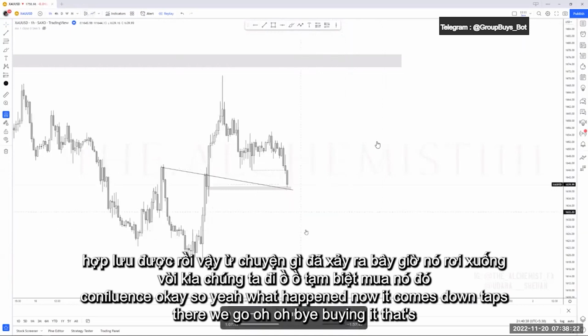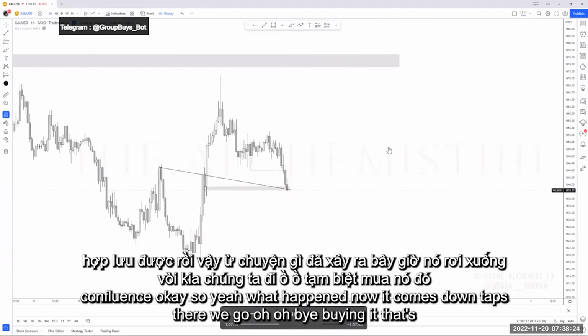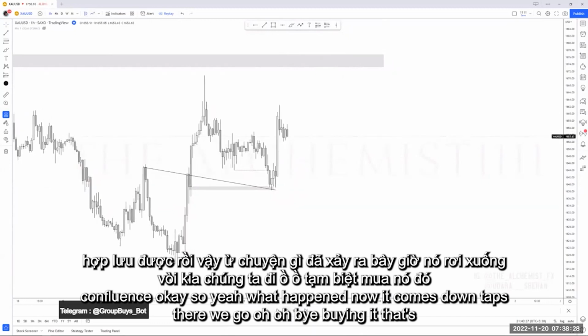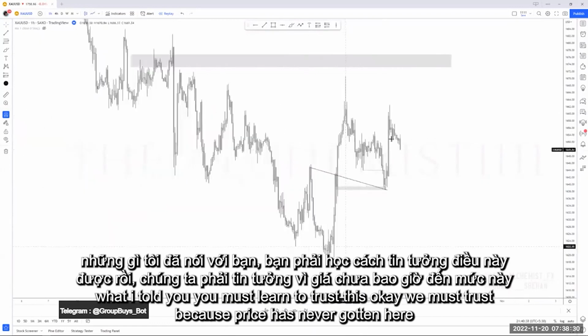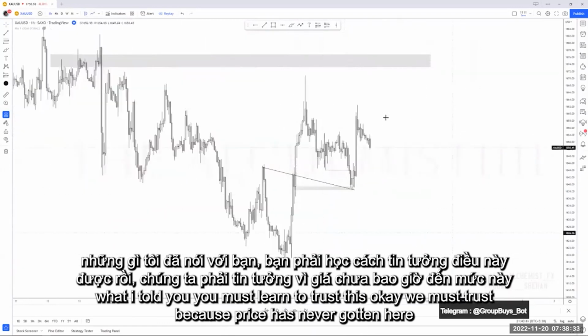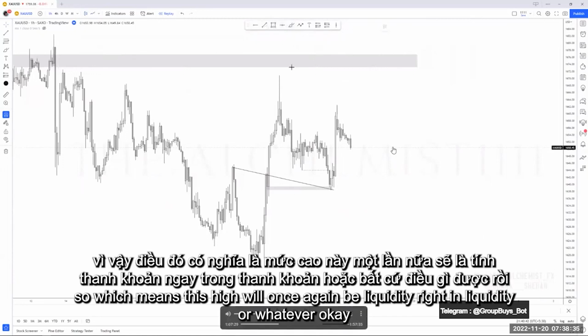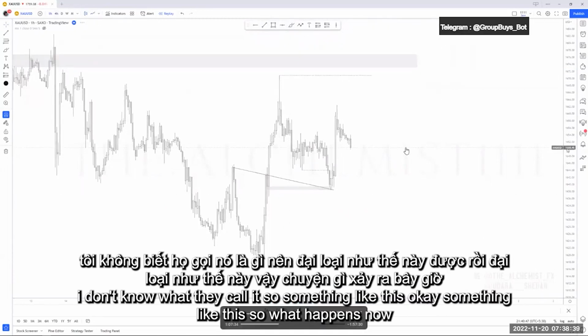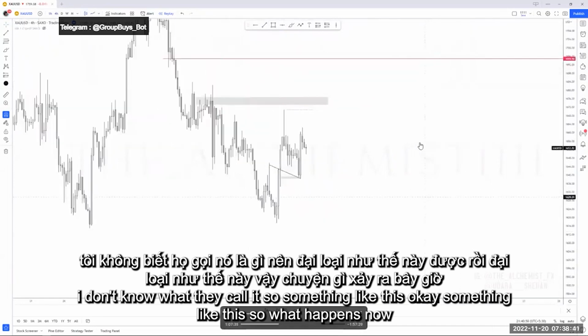So what happened? Now it comes down, taps. There we go. Boom. Wow. Buying it. That's why I told you, you must learn to trust this. We must learn to trust because price has never gotten here, which means this high will once again be liquidity. I don't know what they call it. Something like this.